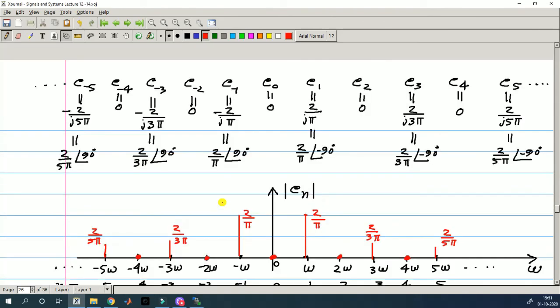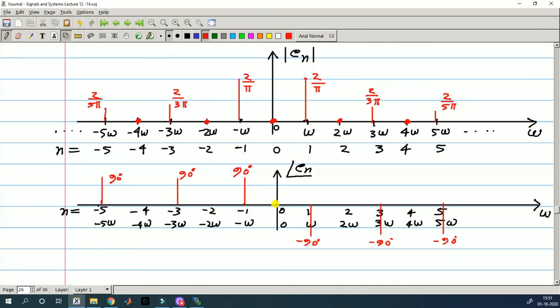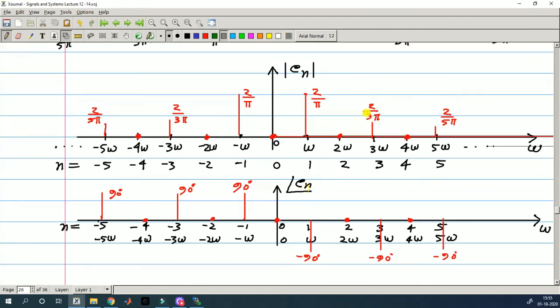And then for these even coefficients which are 0, we can use the phase angle as 0. By phase angle I mean the angle of Cn. Now this graph is called the magnitude spectrum, and this graph is called the phase spectrum. By phase we mean the angle of Cn.